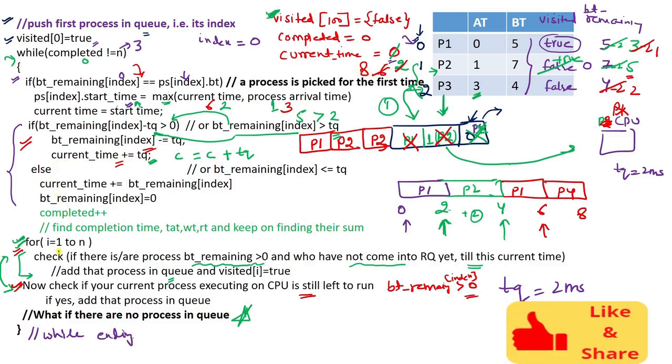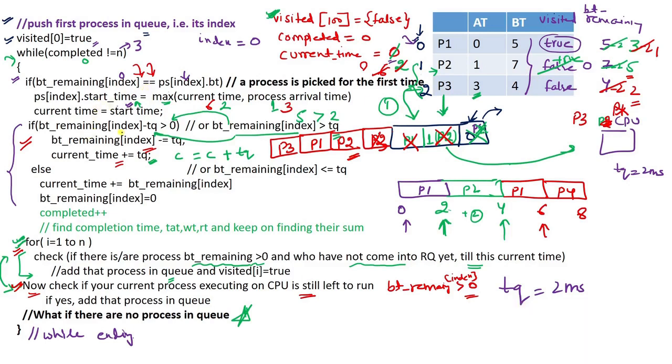Now again come here, see if a new process has come. No new process has come inside this table. So this for loop will not add anything inside the table. Now see, this P3 was running on the CPU. Can it be added again to the queue? Yes, because it still has to run for 2 units of time. So P3 will come here. And what we have to do is take the index of this P2, that means this one. We'll see for P2, 7 and 5 are not equal, so we'll not come inside this if condition, we'll come here.